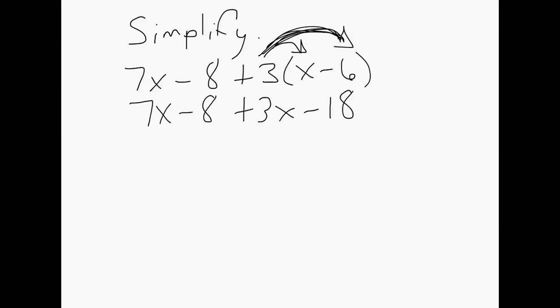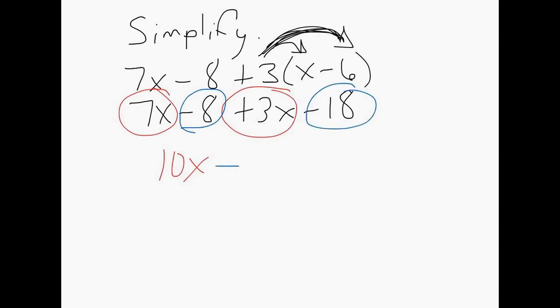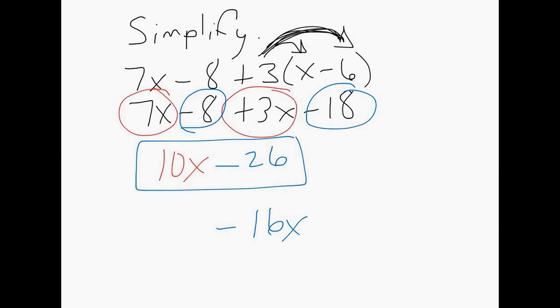7x minus 8. Then we're looking for like terms. 7x plus 3x is 10x. And negative 8 and negative 18 is negative 26. And so 10x minus 26 is your answer. Okay. Be careful, a lot of you guys like to do stuff like that. You try to combine those. That is not right. Do not do that.